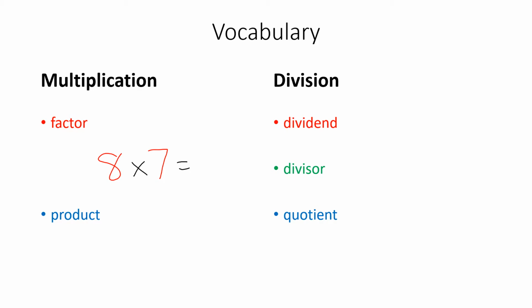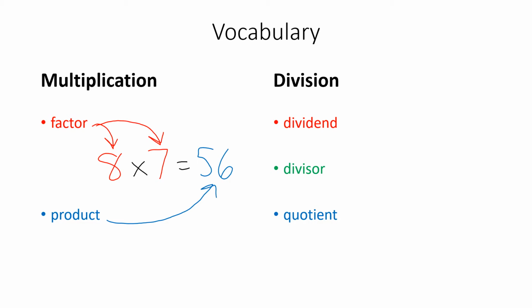Factors are the numbers you are multiplying together. Then the product is the answer. So 8 times 7 equals 56. So if I draw a line, the factors are the two numbers I multiply together, and the product is the answer or the total.